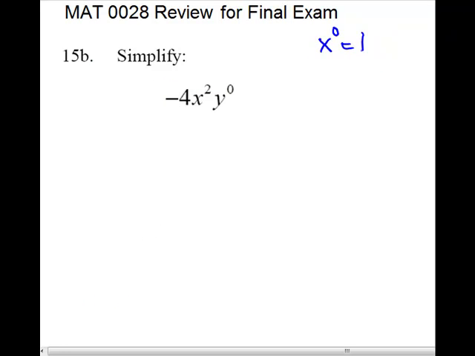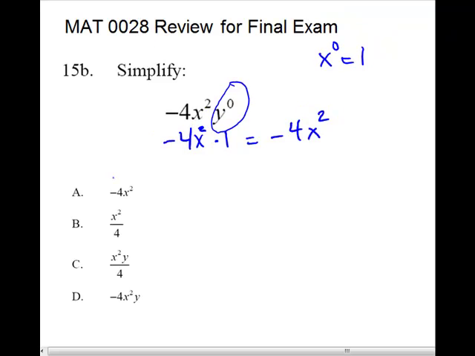15b is also using the definition of something to the 0 power is equal to 1. Just notice, what is the 0 really with? The 0 is only with the y. So this piece of it is 1. You still have everything else that was there. So negative 4x squared times 1 is negative 4x squared. So the y to the 0 piece was 1, but it was multiplied by everything else. So our answer choice this time will be A.